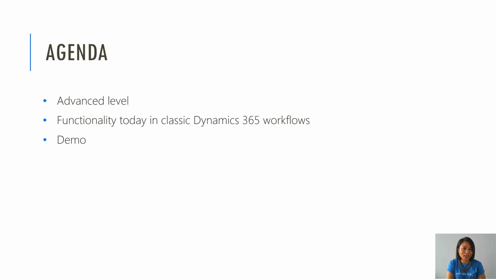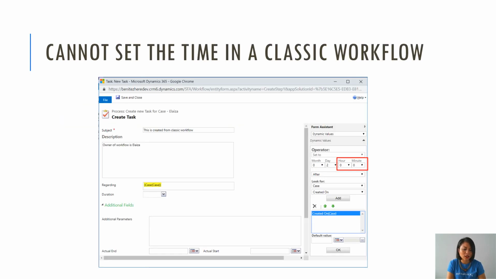Today's agenda is an advanced level topic. I will do a quick recap of functionality that is available today in classic Dynamics 365 workflows, and then we're going to jump straight into flow. There are two configuration methods that will allow you to set date and time for date and time fields in a Dynamics 365 workflow. The first one will allow you to add and subtract month, days, hours, and minutes. Because it can only do add or subtract, you cannot set a specific time using this method.